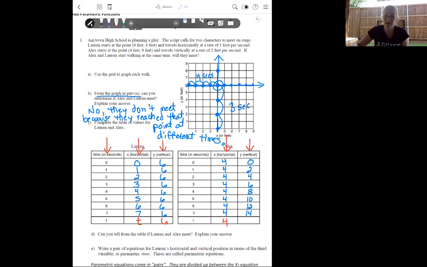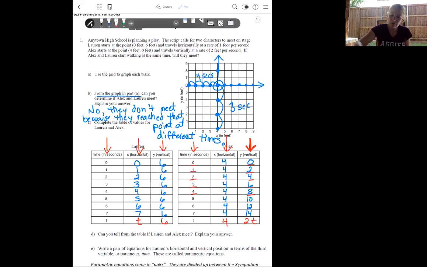Now let's look at the Y values. How do the Y values relate to time? Well, we have time 0, Y vertical 0, 1, 2, 2, 4, 3, 6, 4, 8. So what do we notice about these values for Y? It looks like they're double whatever the time is. So if it's double the time, that is 2t.